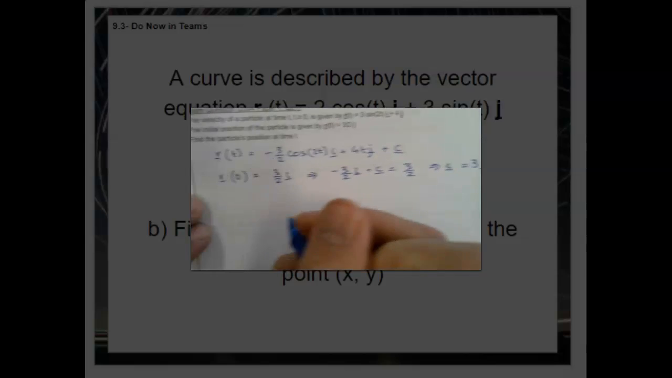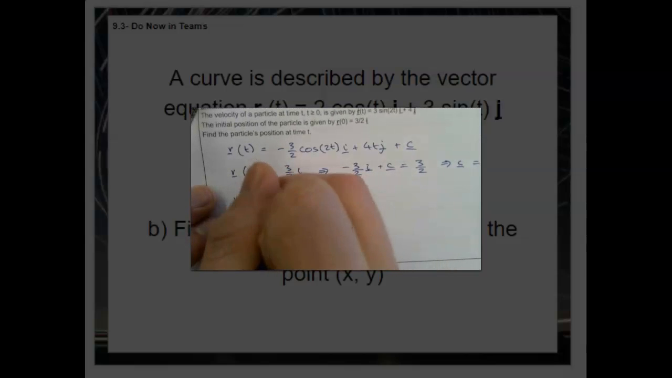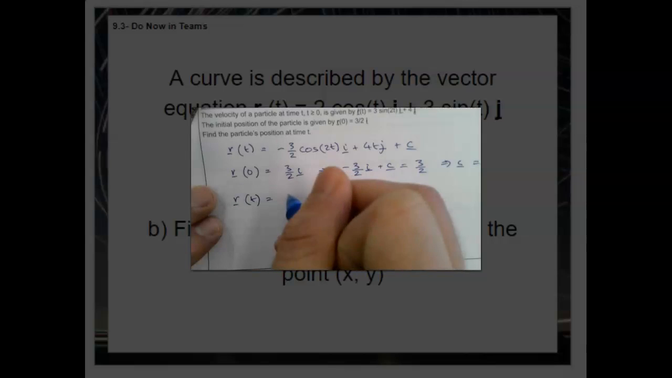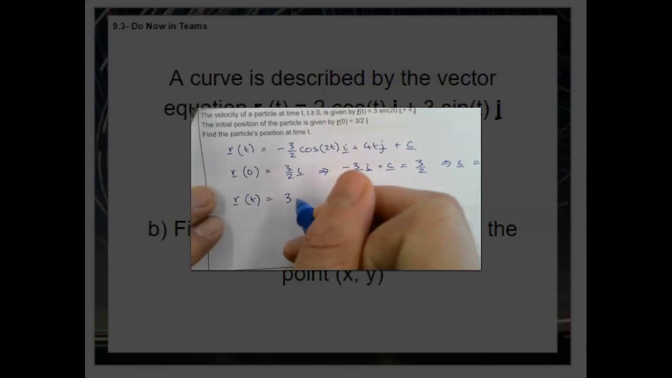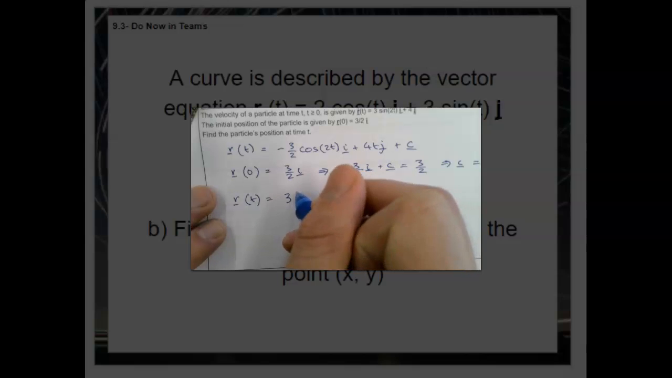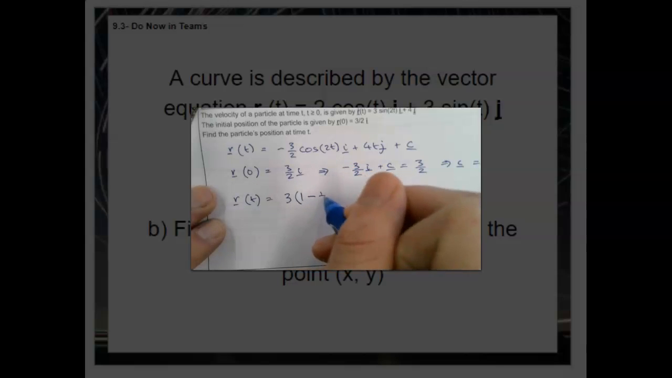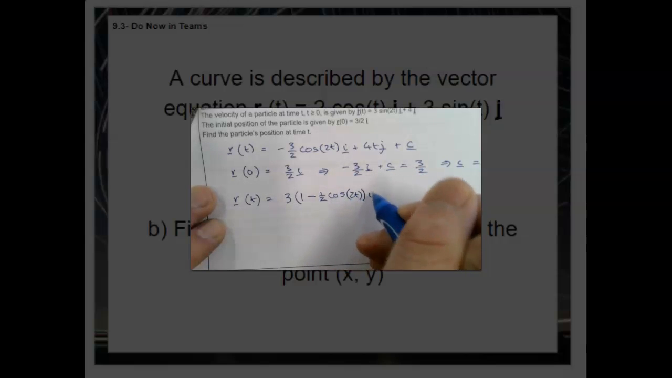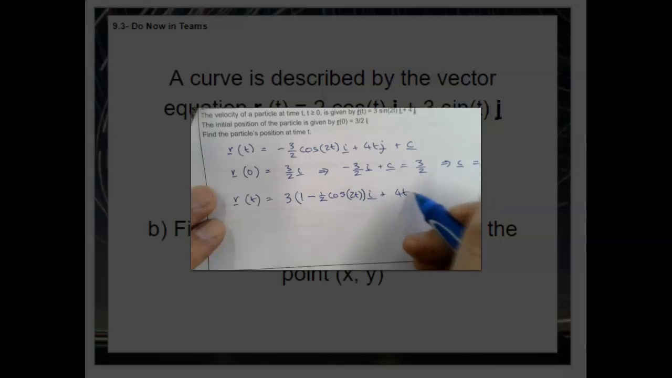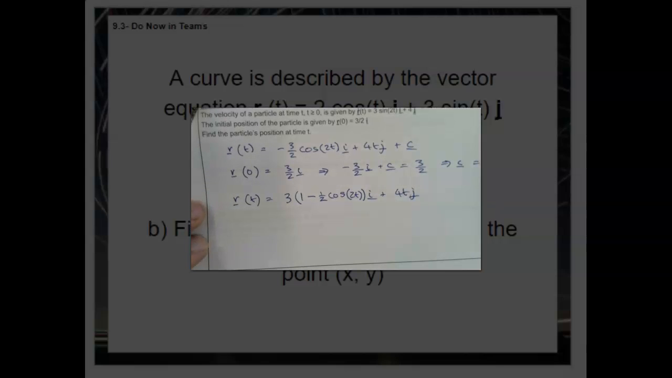So that means that r of t is going to be 3i minus 3 over 2 cos of 2ti. So we could write that as 3 minus 3 times 1 minus a half cos of 2ti plus 4tj, like so.